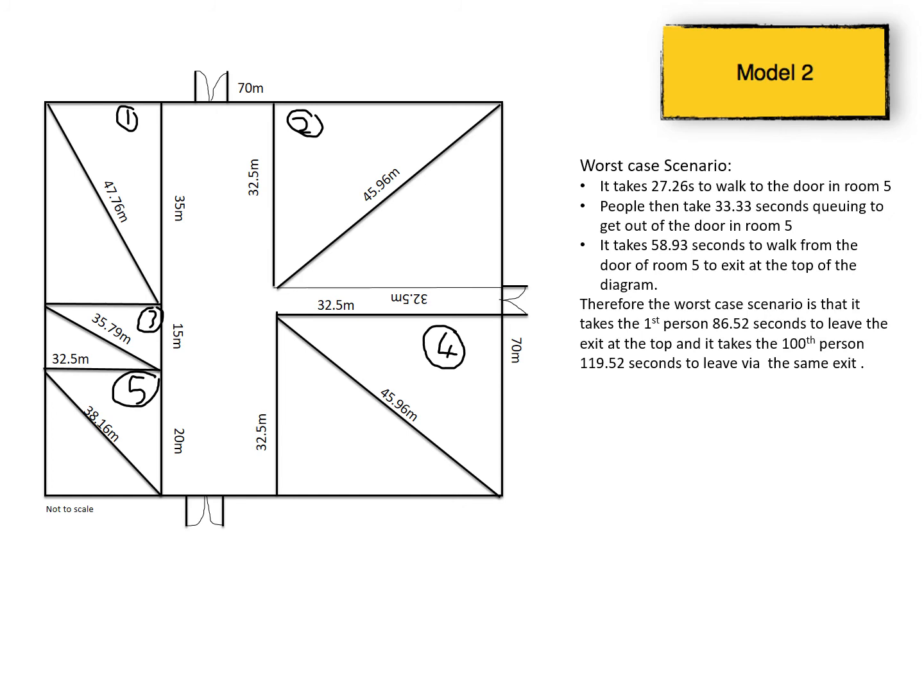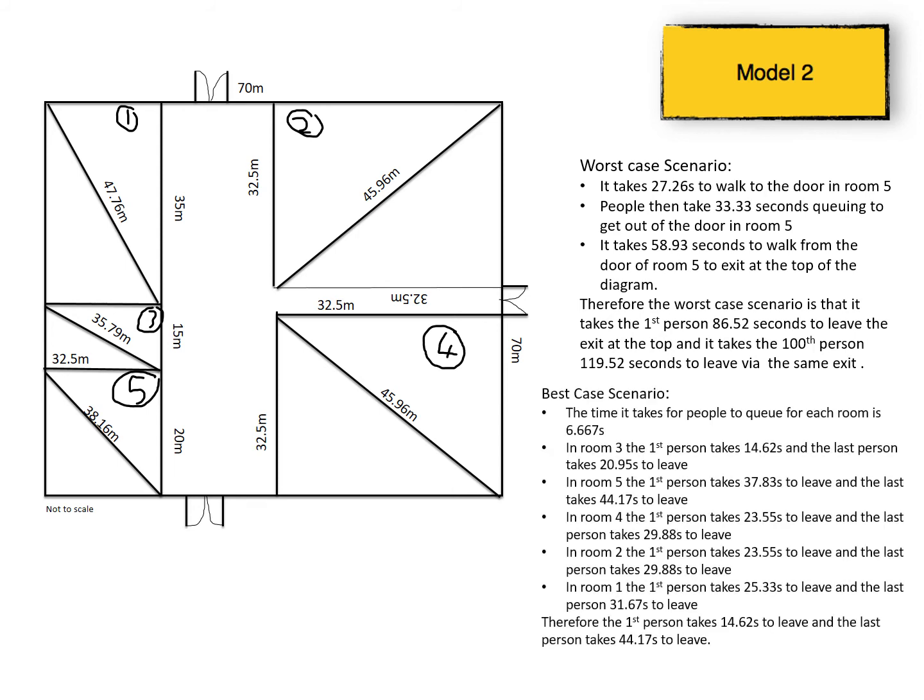Worst case, all 100 people are in the bottom right corner of room 5 and leave at the exit at the top. The first person takes 86 seconds to leave. The last person takes 120 seconds. For the best case scenario, 20 people are in each room and are queuing at the door. The first person takes 15 seconds to leave, and the last takes 44 seconds to exit.